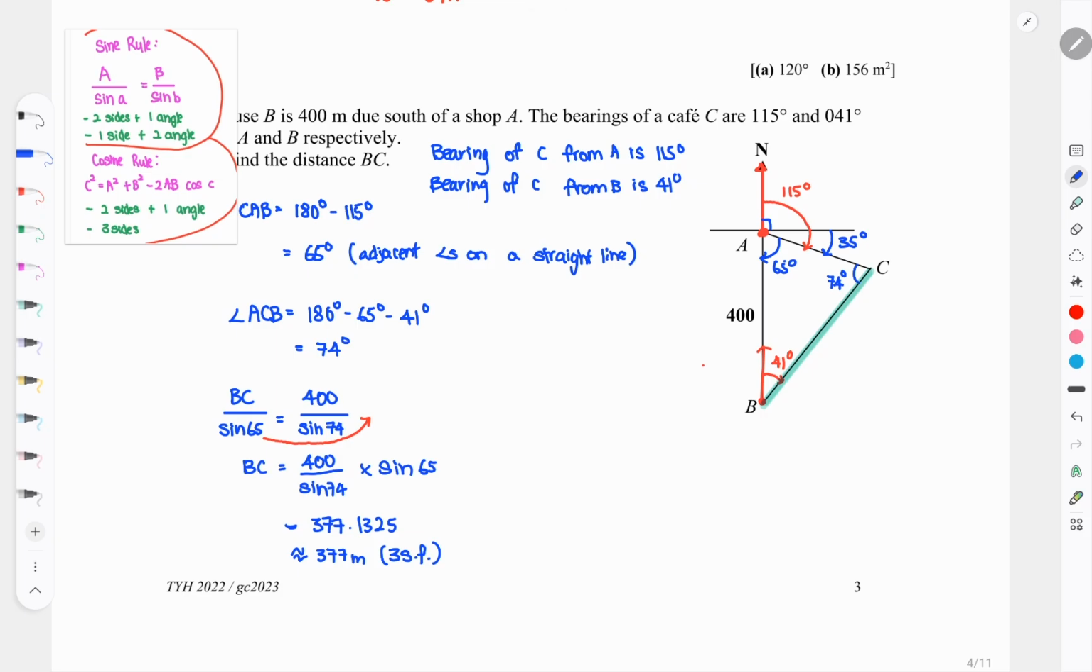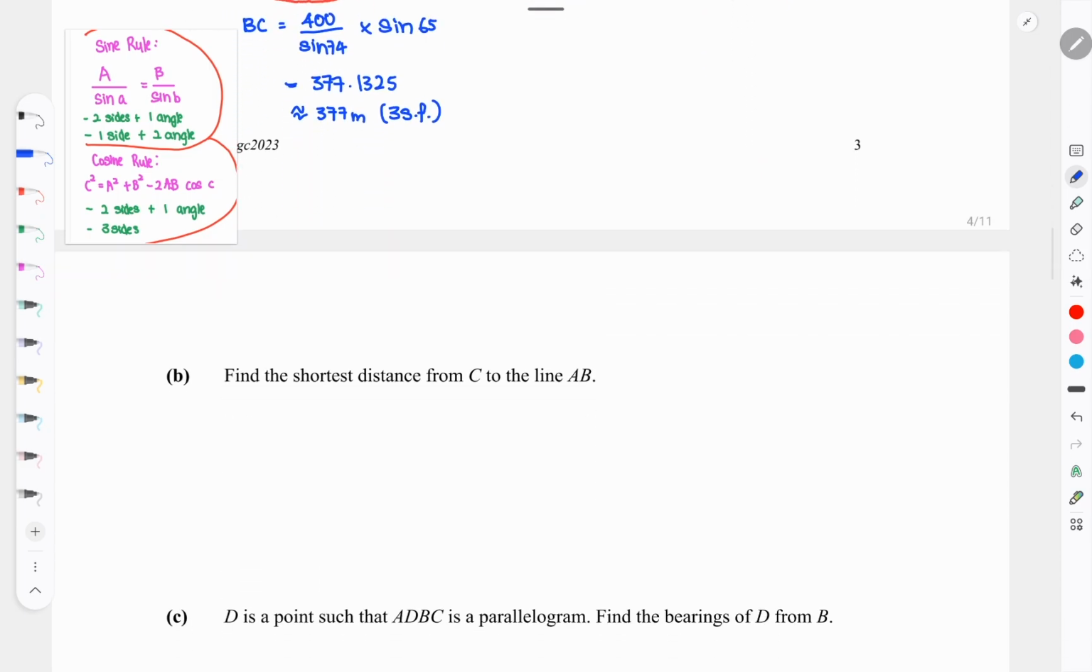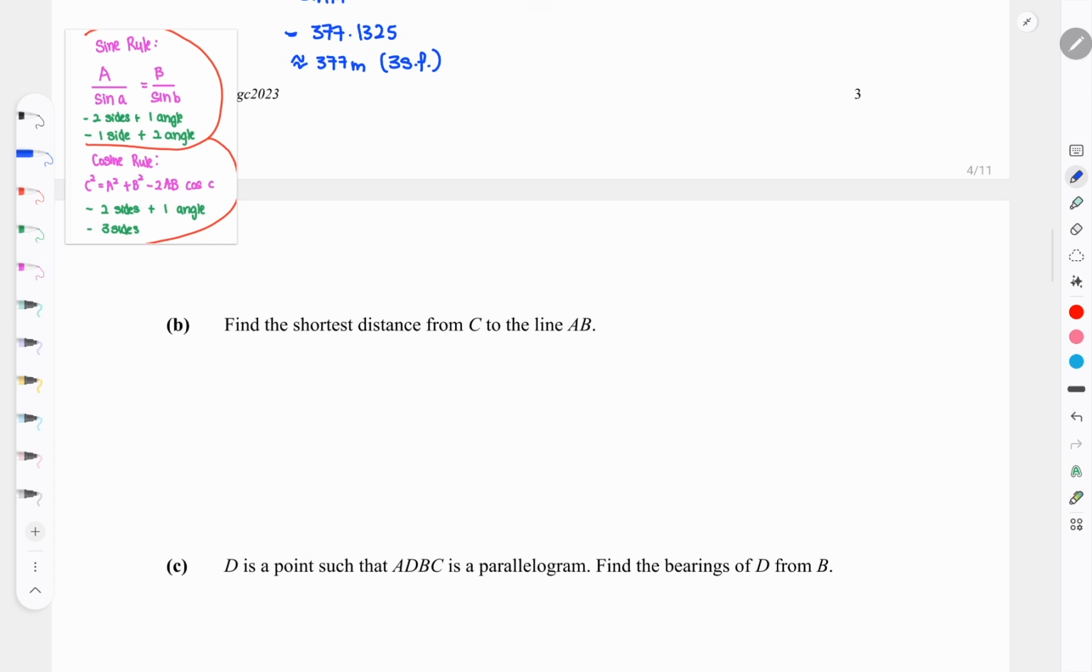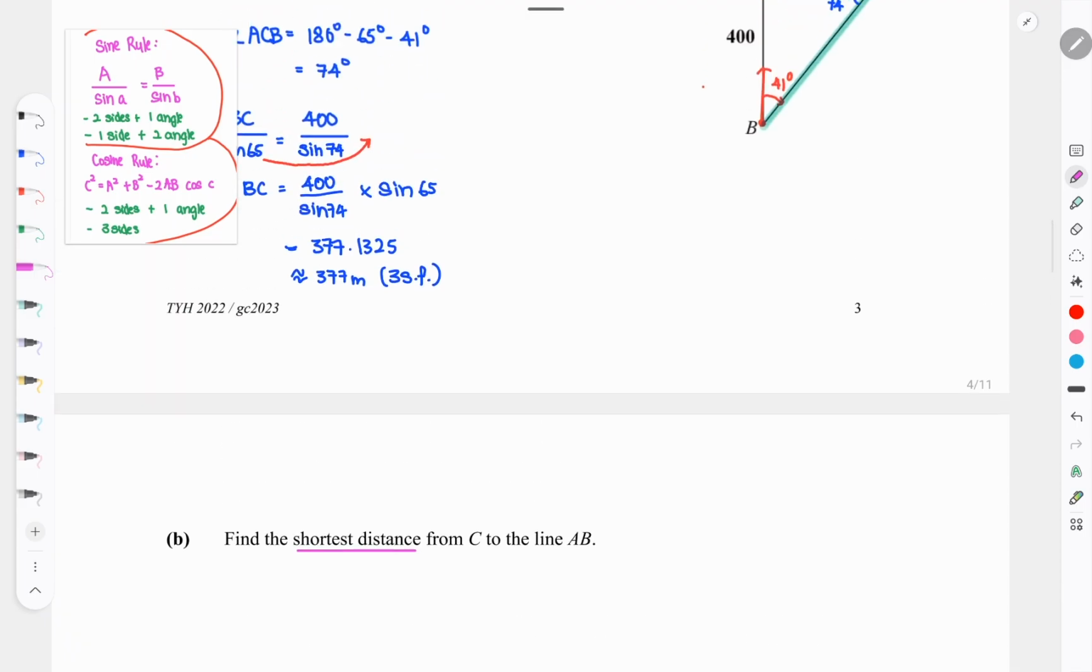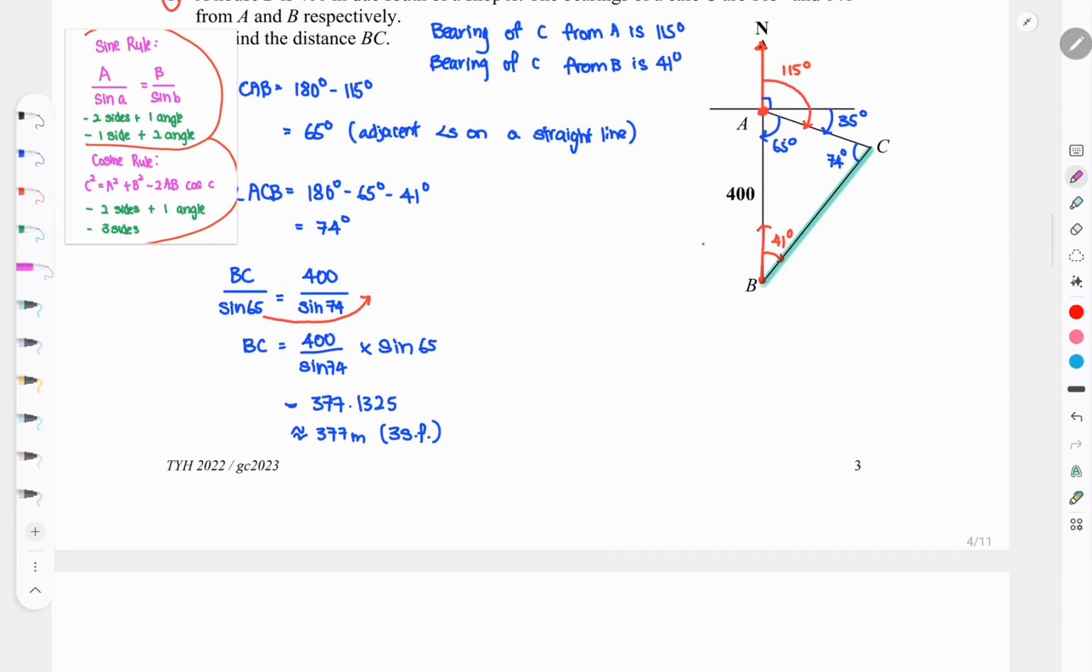Moving on to part B. They want me to find the shortest distance. When I want to find the shortest distance, it is always the one that cuts directly from the line and has a 90 degree angle. This is the shortest possible distance. So now I'm drawing the one in purple.